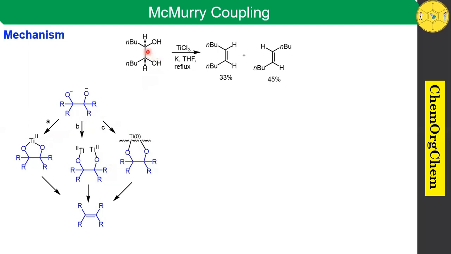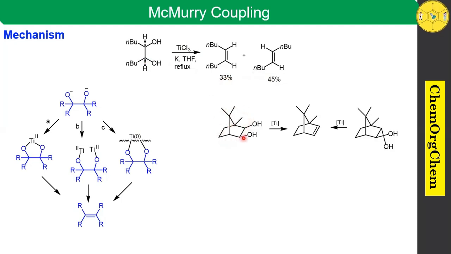So first, consider this example. This one is a stereo-defined diol. When you subject it to McMurry coupling conditions, it readily produces a mixture of cis as well as trans alkene. This reaction clearly indicated that the reaction proceeds in a non-concerted fashion. That means radicals could be involved in this process.